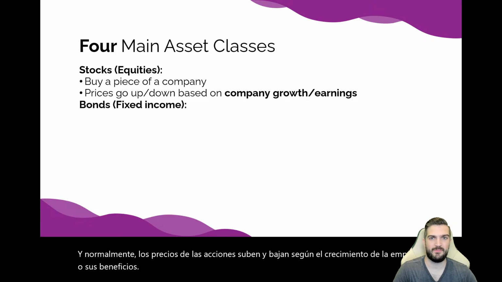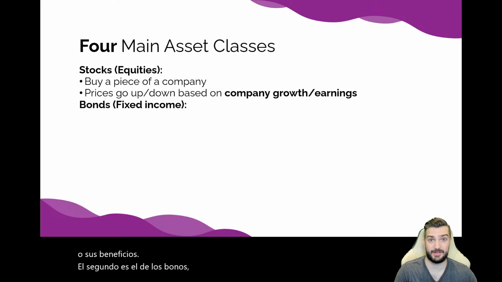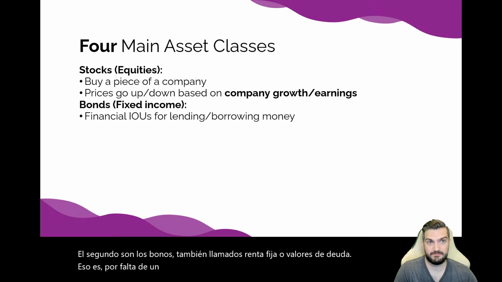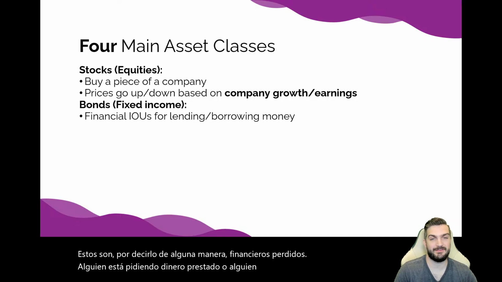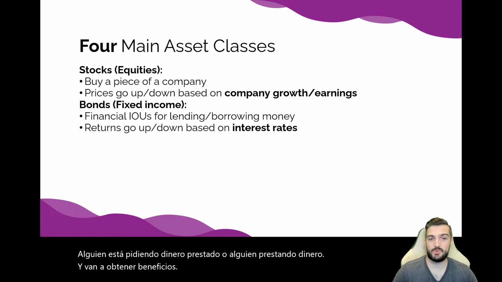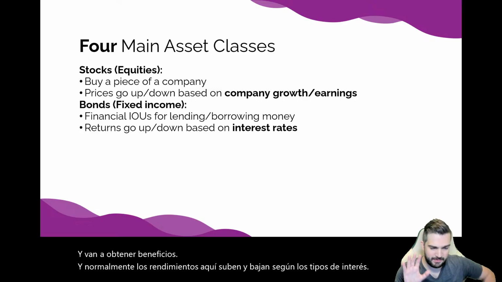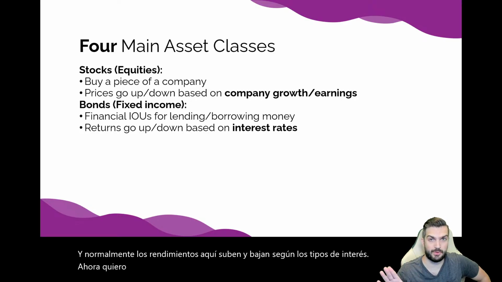The second one is bonds, also called fixed income or debt securities. These are, for the lack of a better term, financial IOUs. Somebody's borrowing money or somebody's lending money, and they are going to make a profit. And typically, returns here go up and down based on interest rates. Now, I want to pay attention to something very important here, because this will matter later on.